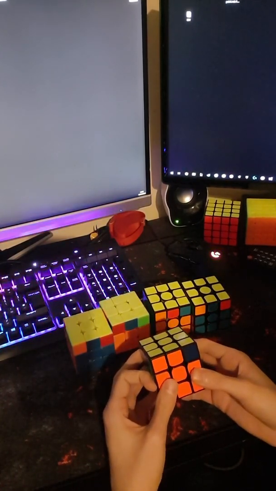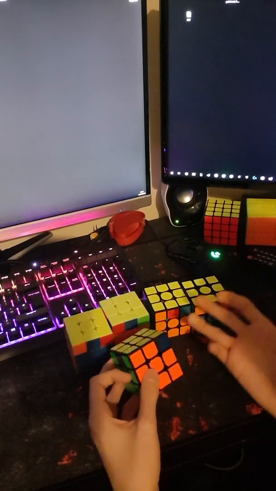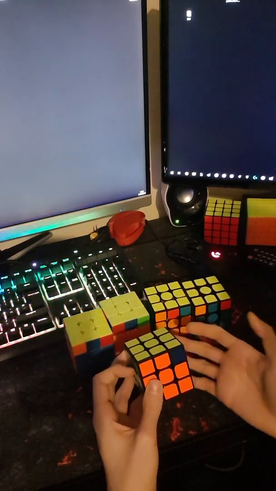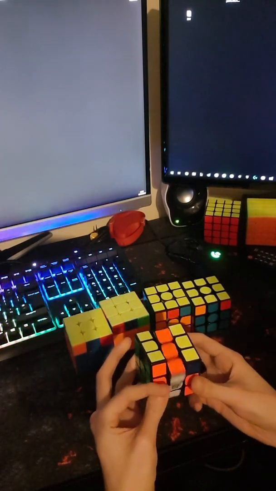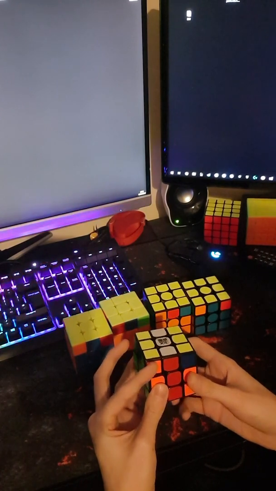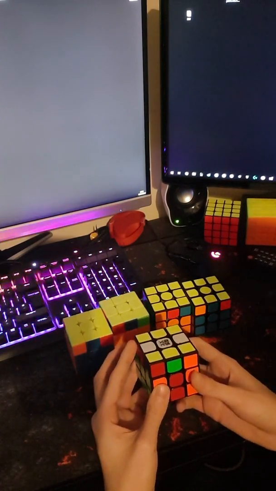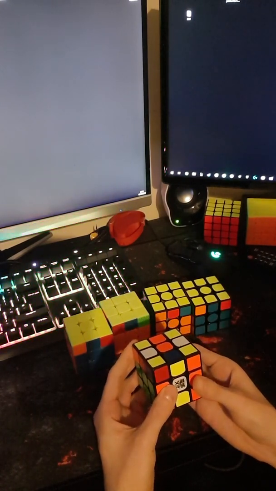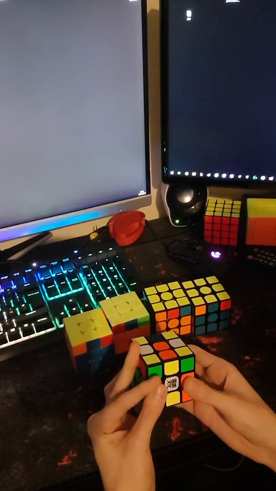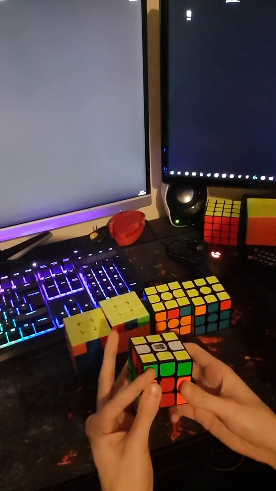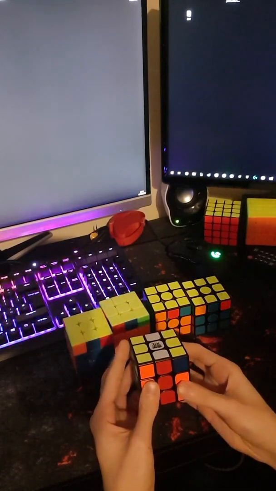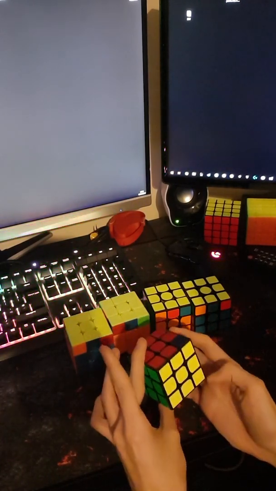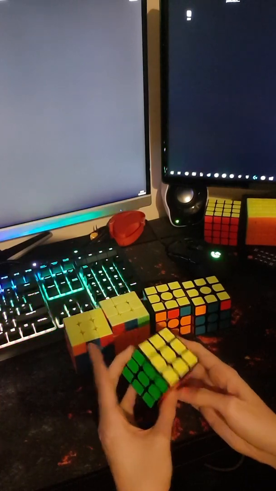So a U-perm goes like M2. So if you use your ring finger and your middle finger to do the M2, so M2 and then U and then M prime and then U2, M prime again, U, and then M2. Okay. Now that gives us a J-perm.